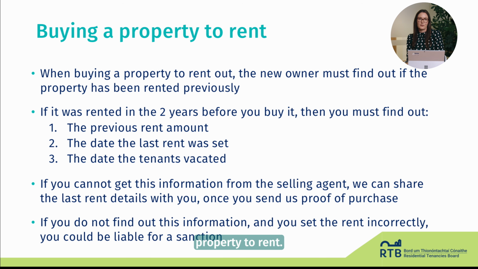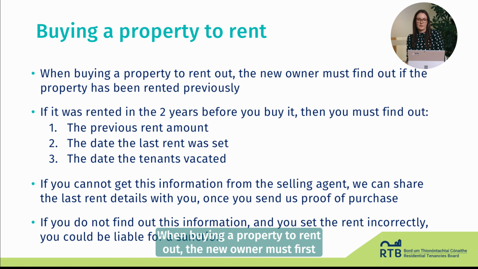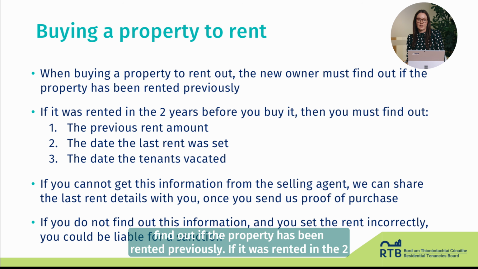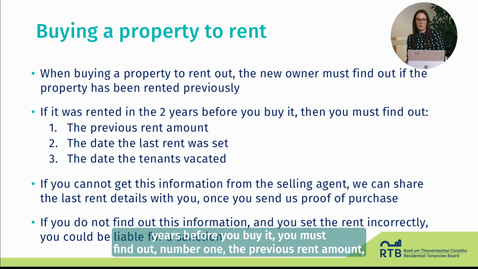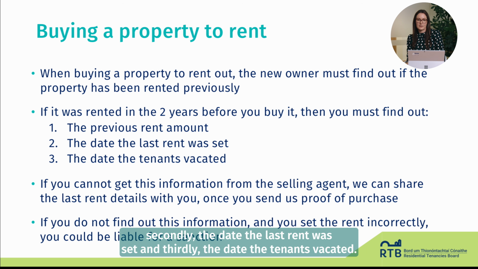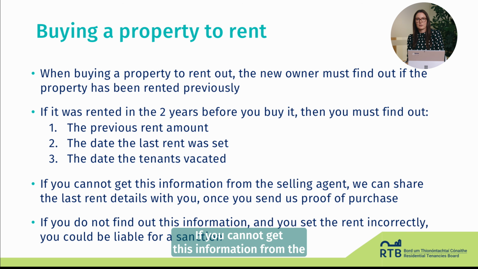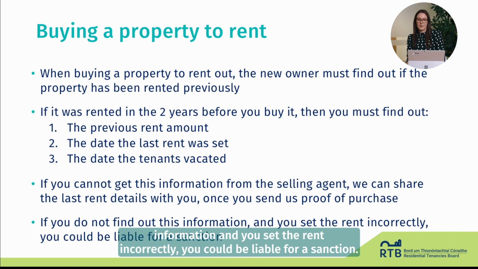So, buying a property to rent. When buying a property to rent out, the new owner must first find out if the property has been rented previously. If it was rented in the 2 years before you buy it, you must find out, number 1, the previous rent amount, secondly, the date the last rent was set, and thirdly, the date the tenants vacated. If you cannot get this information from the selling agent, the RTB can share the last rent details with you once you send us proof of purchase. If you do not find out this information and you set the rent incorrectly, you could be liable for a sanction.